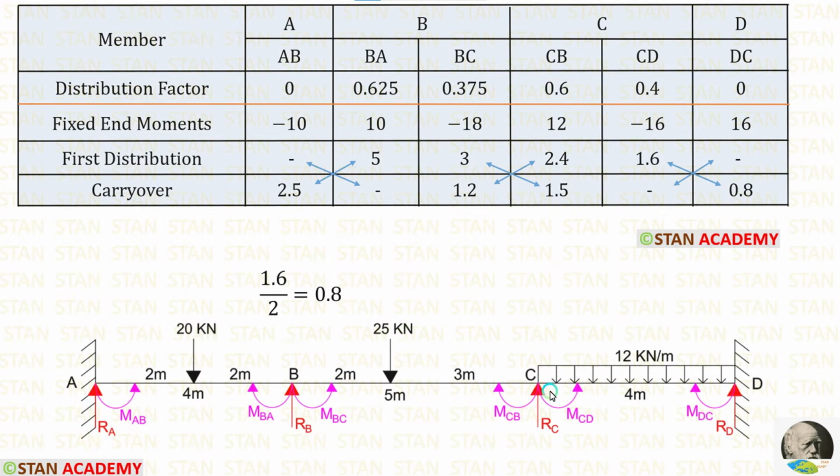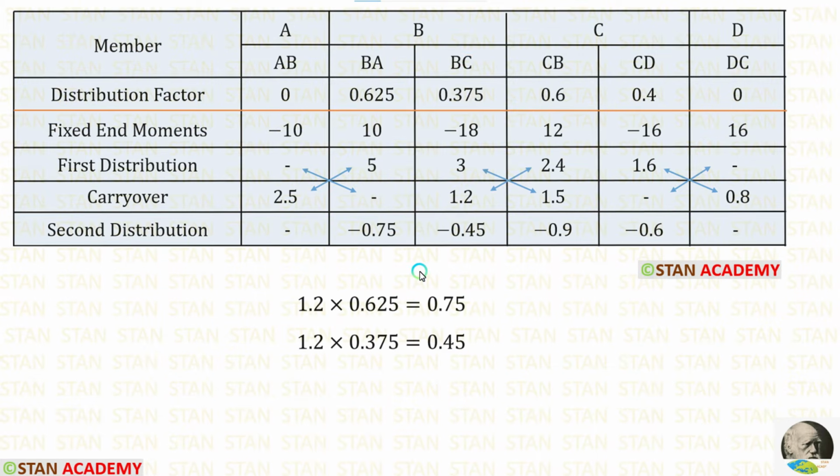Now, let us do the carryover in the span CD. From CD, half of the moment will go to DC, and from DC, half of the moment will go to CD. 1.6 upon 2, we will get 0.8. For DC, there is no distribution, so we cannot make the carryover from DC to CD. Now, let us make the second distribution.